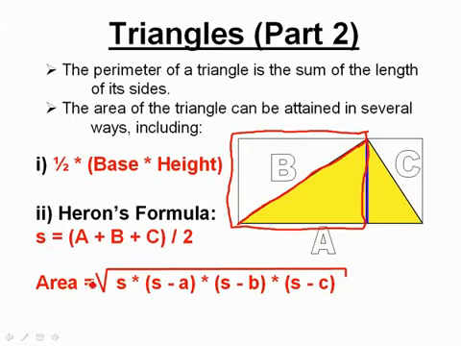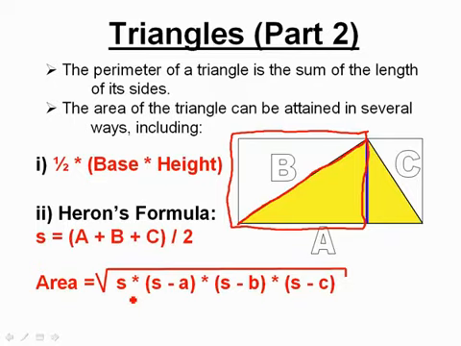Now, the area is simply the square root of S times S minus A times S minus B times S minus C, which basically means you take half the perimeter and you subtract each side, multiply it all out, and multiply half the perimeter again. Take a giant square root and you get the area of the triangle.